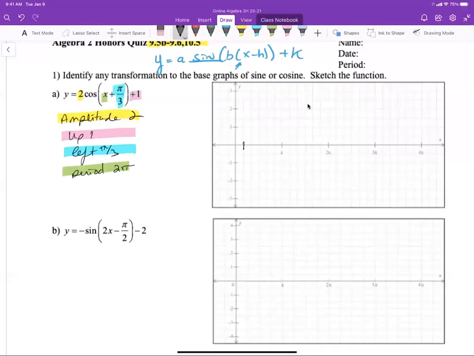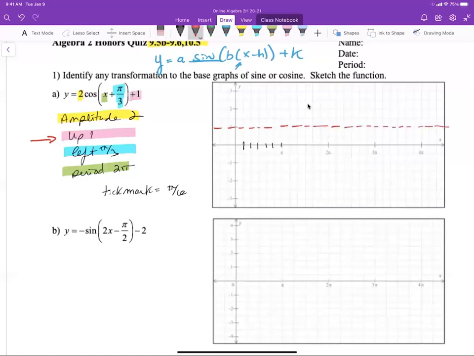The other thing I like to do is make sure I understand how much each one of these tick marks is. There is 6 tick marks between 0 and pi. So every tick mark equals pi over 6. Now let's graph. I want to draw my center line. I have to go up 1 unit. So this is my center line.